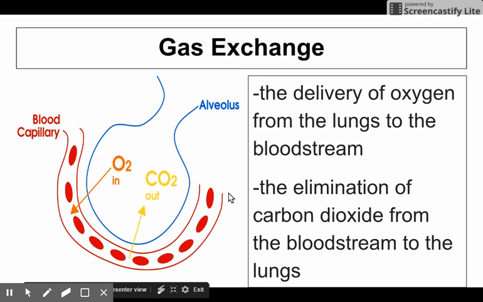Gas exchange. This picture helps you to see what a gas exchange is. Its X means out, so to change out is what is happening there. It's how oxygen is taken into our blood vessels and how carbon dioxide is removed. So it's changing out the carbon dioxide for fresh oxygen.